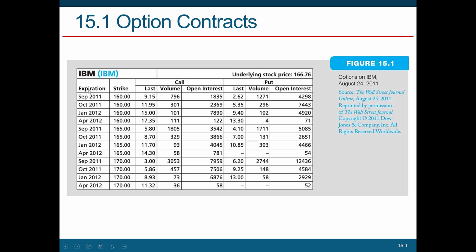Okay, so first column is expiration. Now you see the expiration here, September 2011. The actual date is not specified here. For these options that you see quoted here, these are standardized options. For most part, the options expire on the third Friday of the month, right? So all these options that you see here, they all expire on the third Friday of that particular month.